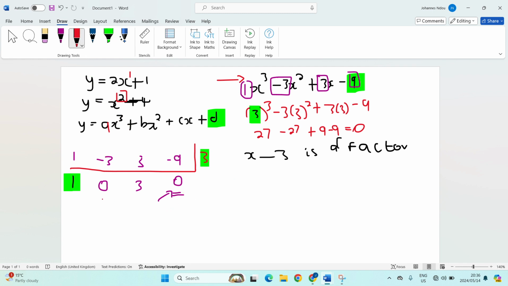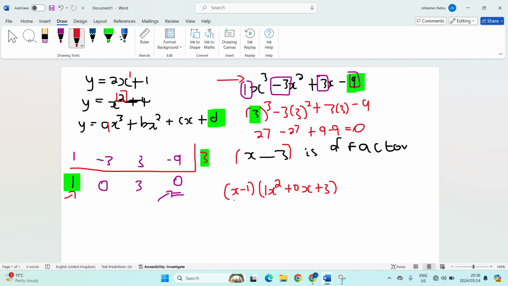Well, this means that the numbers which you have gotten here will be your terms for the other bracket, because we have solved for the first bracket by using the trial and error method. So the first bracket is x minus 3, but since this is a cubic function, I must have something squared here. So this is 1x squared, plus 0x, plus 3. Now the exponents must decrease from 2 to 0.